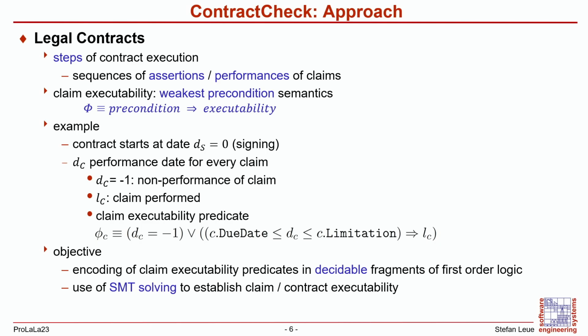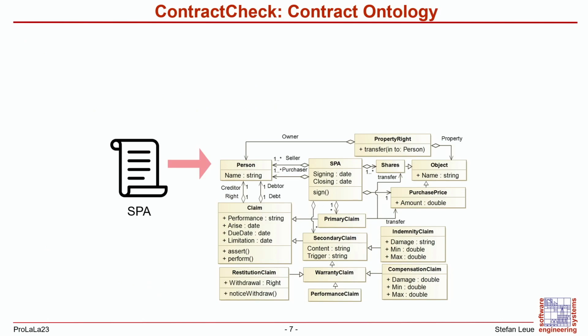So an example is that we're saying a contract starts at a date DS0, then DC is the performance date for every claim. -1 means the claim is not performed. LC is a Boolean condition saying that the claim is performed. And then we define this claim executability predicate, which basically says that the execution is between the due date and the limitation. And the objective is that we want to encode the claim in decidable fragments of first-order logic, as you had already also suggested, and that we use an SMT solver in order to establish the claim and the contract executability. Now, how did we proceed?